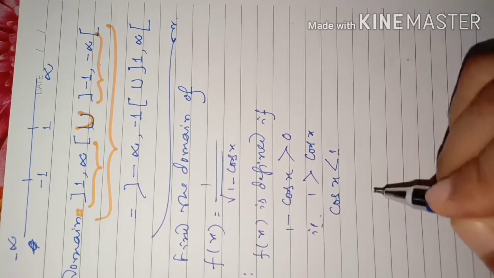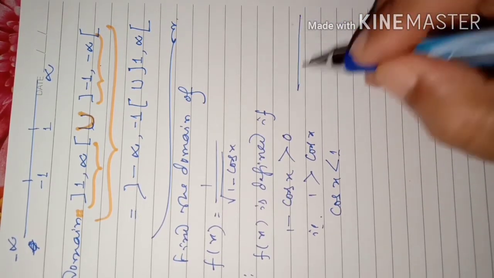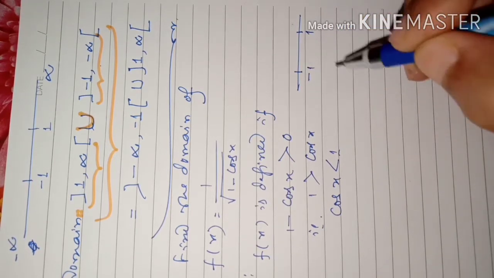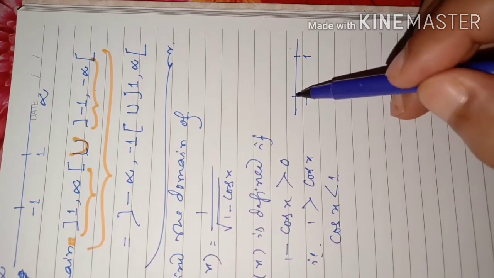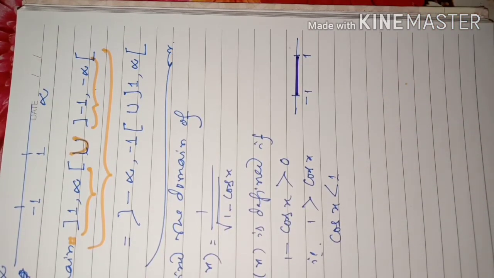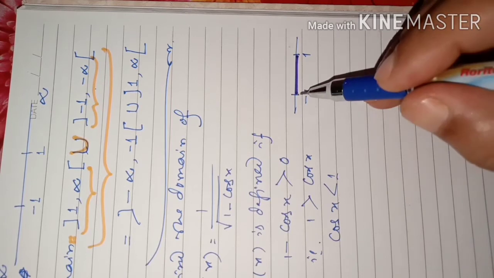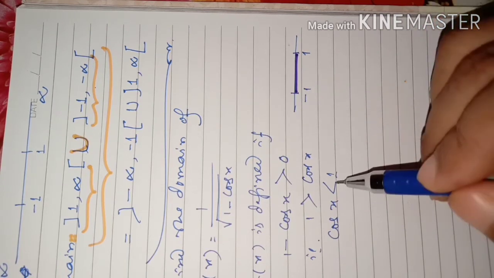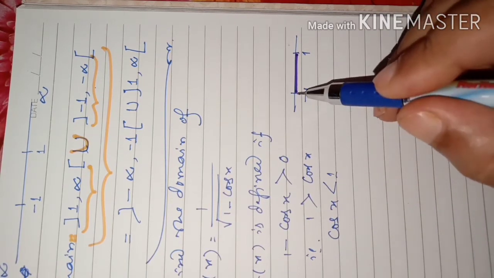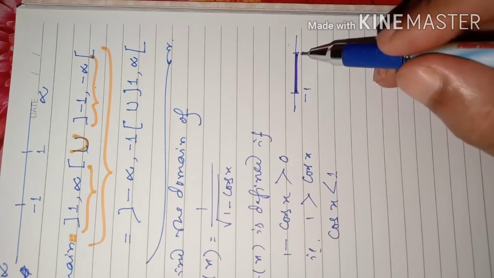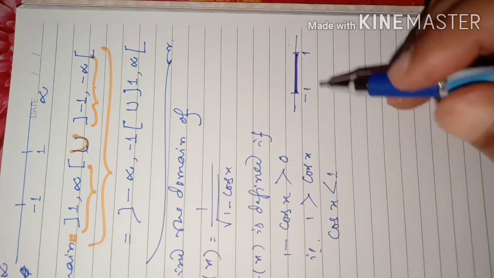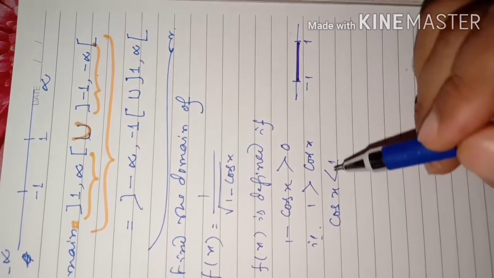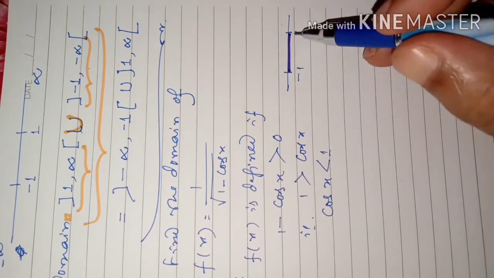And all of us know that the value of cos x lies between minus 1 and plus 1. Within this interval only the values of cos and sin lie. So cos x lies between minus 1 and plus 1. But it tells us that for this function cos x will take values which are less than 1. So now think about what is the probable value of x so that the value of cos x is 1.